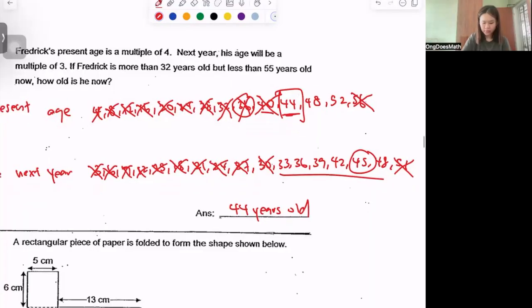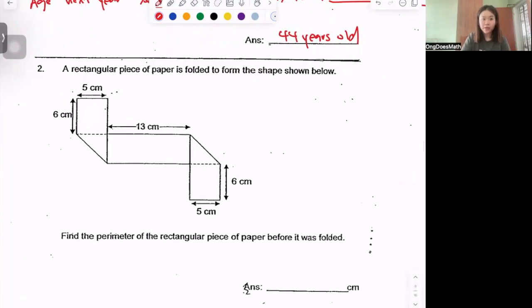Okay, next. A rectangular piece of paper is folded to form the shape shown below. Find the perimeter of the rectangular piece of paper before it was folded. Okay, so let's recall what is perimeter. Perimeter means you just add up all the sides together. But they want it before it was folded. So let's try to unfold this paper first. So this one will come back here. So it'll look something like this.